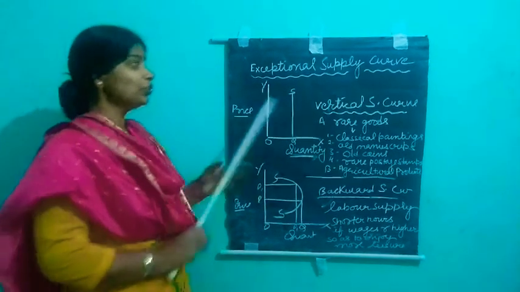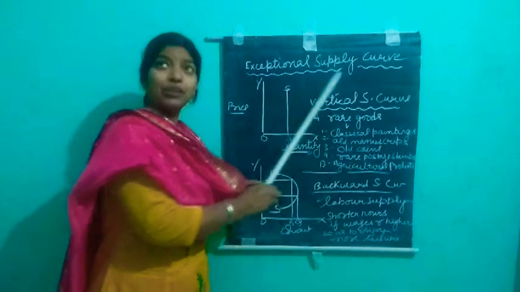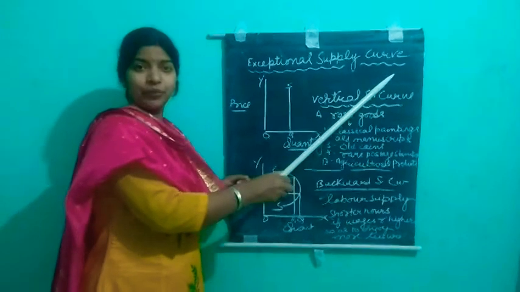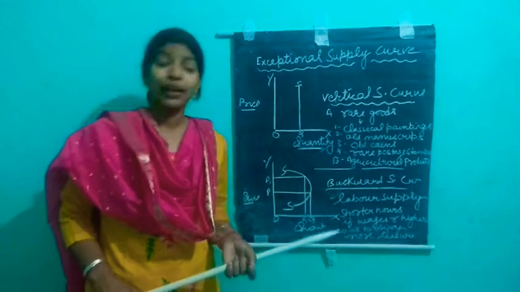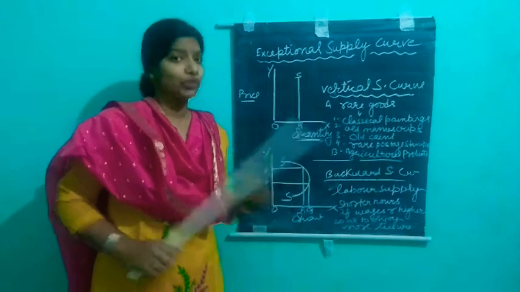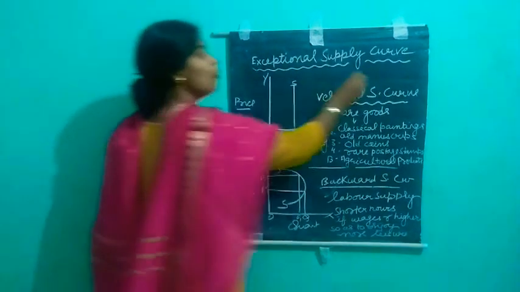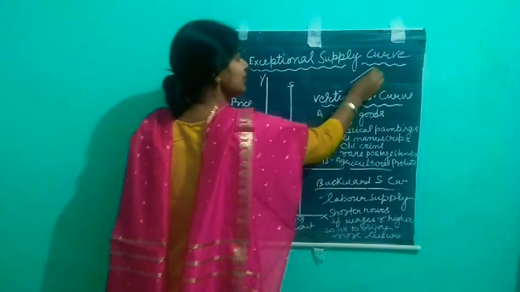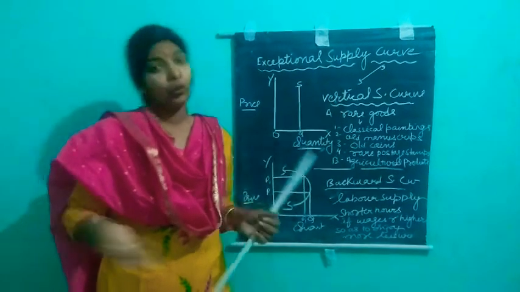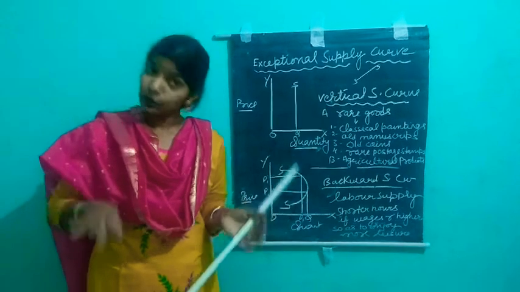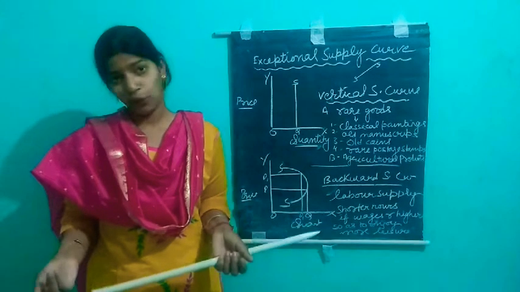Today we are going to start the exceptional supply curve. As we have already started the chapter, and in previous classes I have told you that the supply curve has a positive slope. It means upward sloping, SS. It is showing that if price rises, quantity supplied will also rise. If price falls, quantity supplied will also fall.